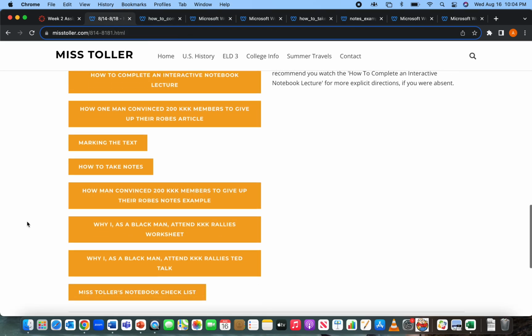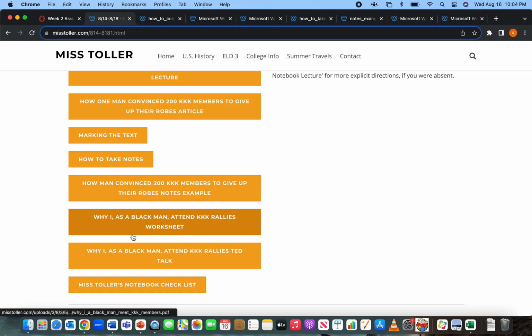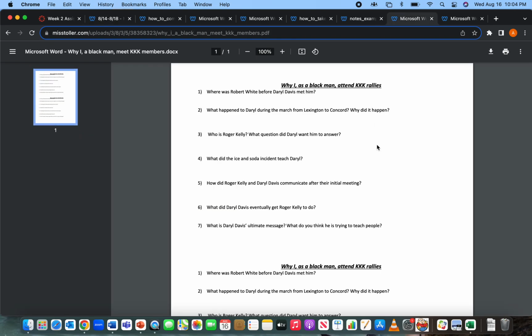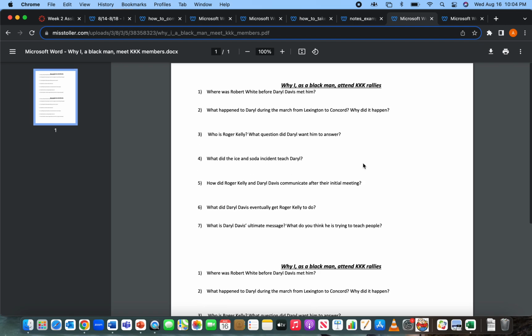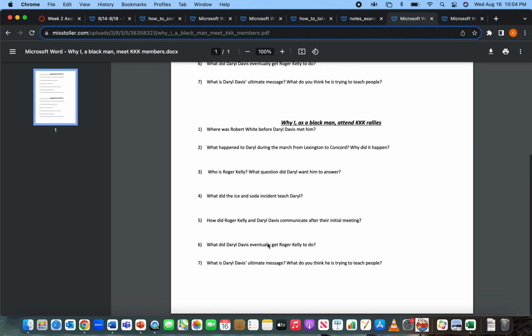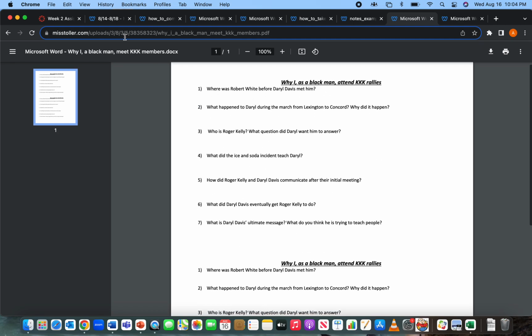So when you go here, you're going to see two things for the TED Talk. You're going to see why is a black man attending KKK rallies. When you click that, this little worksheet's going to pop up. You'll notice that the questions just repeat, so you just need to do half of it, right? I just do this for when I print it. I cut them in half, and I give each of you a half sheet. But again, I don't expect you to write this twice. You just need to do half of it.